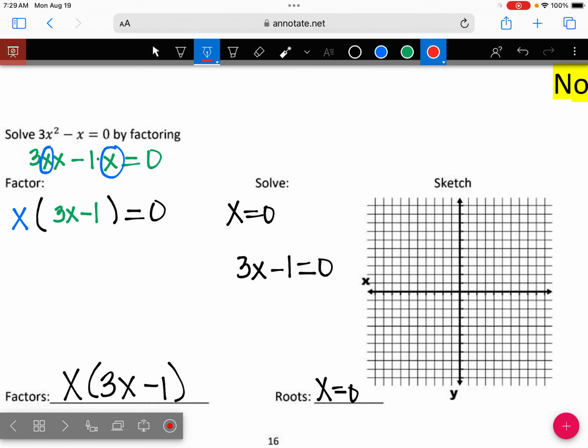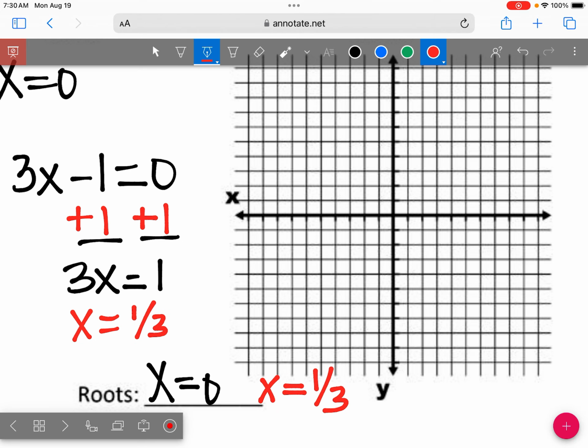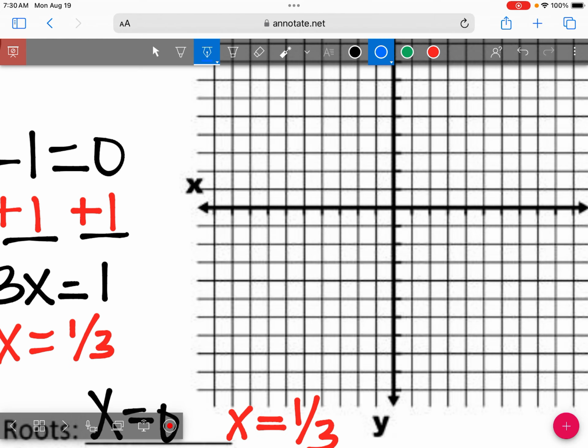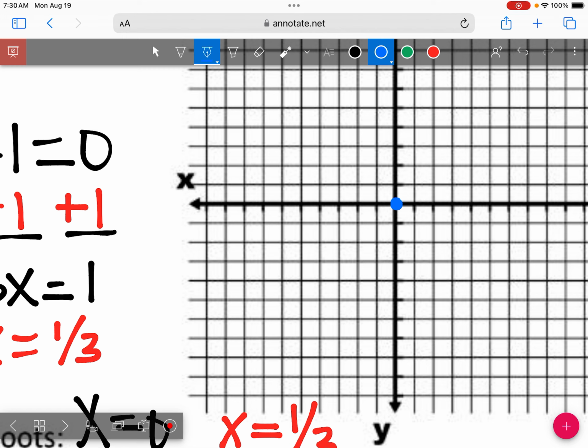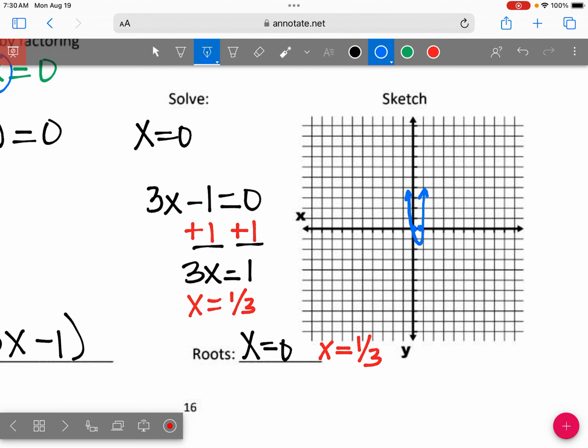So to solve this second one, you're going to add 1. And then divide by 3. So go ahead and put your point at 0 and 1/3, but that's pretty much like right next to each other. That's not really a good example because the zeros are so close to each other. They're almost like at the same spot. That's a little bitty baby parabola.